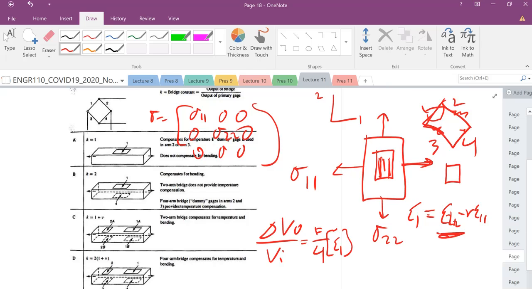So we'll get more into this and do lots more examples. Look forward to that to come. And we'll calculate bridge factors and lots of other values as well.